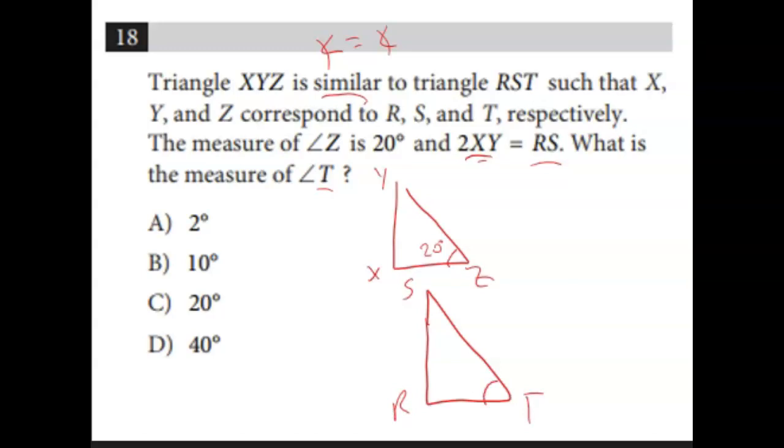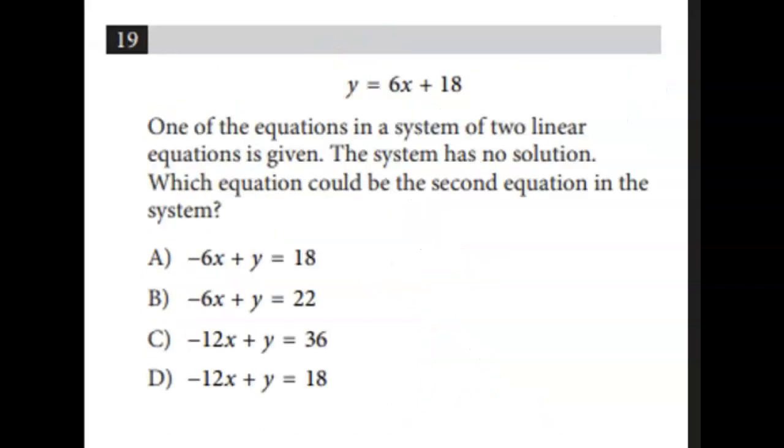Funny enough, that is similar to angle Z, so it's actually going to be 20 degrees, because similar triangles have the same angles, even if their lengths are different. That's what makes them similar triangles. So we know XYZ are RST, therefore T and Z will be the same angles. So 20 degrees, 20 degrees. Answer choice C.